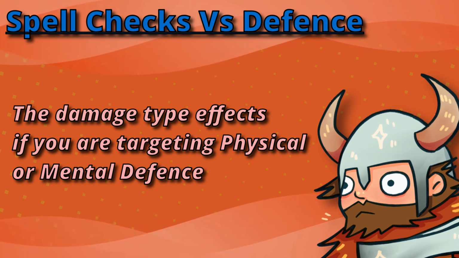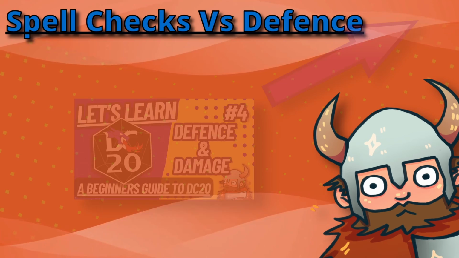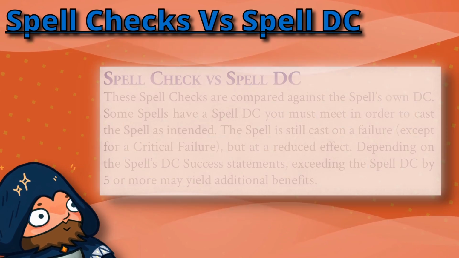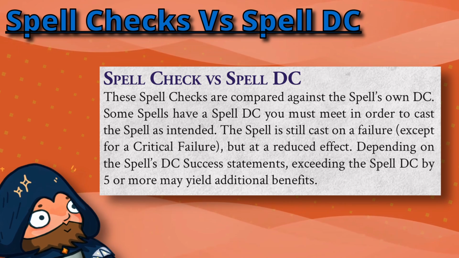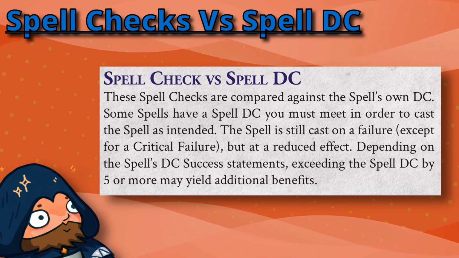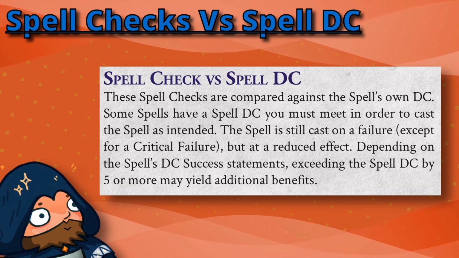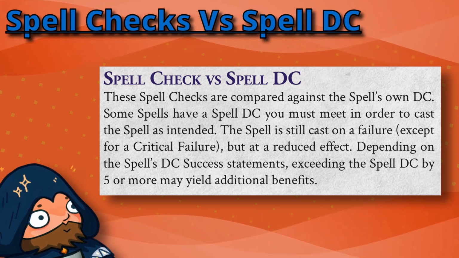The damage type determines if you're targeting physical or mental defense. If you want to learn more about what that means, there's a video right here that you can check out. When you're making a spell check against the spell DC, it's usually to determine how successfully a spell is cast. If you beat the spell's DC, you can cast it normally, or maybe with an even better effect, depending on the degrees of success statements. If you fail, you still cast it at a lessened effect, unless it was a critical fail.